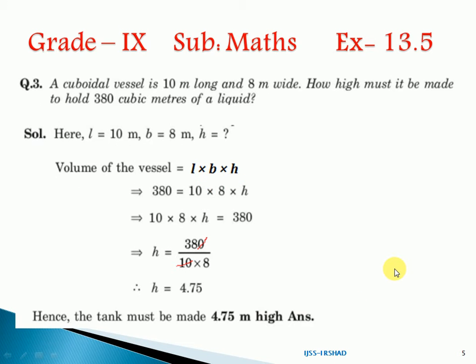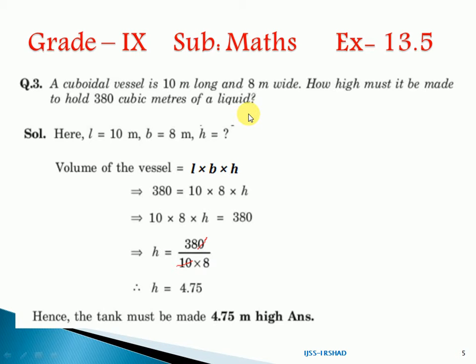So here is question number 3. A cuboidal vessel is 10 meter long and 8 meter wide. How high must it be made to hold 380 cubic meter of liquid?